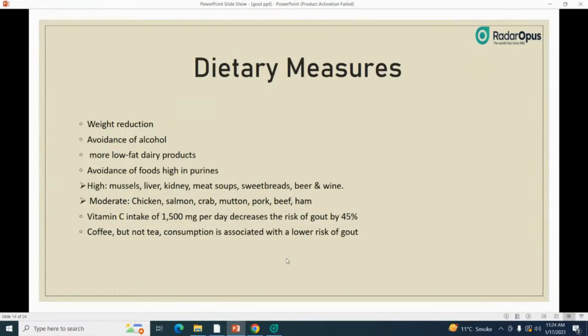The dietary management. At the last, I'm going to discuss the dietary management: weight reduction, avoidance of alcohol, more low fat dairy products, avoidance of food high in purines, high like mussels, kidney, liver, meat soup, sweetbread, beer and wine, moderate like chicken, salmon, crab, mutton, pork, beef, ham. Vitamin C intake of 1500 mg per day decreases the risk of gout by 45%. Coffee, but not tea, consumption is associated with a lower risk of gout.